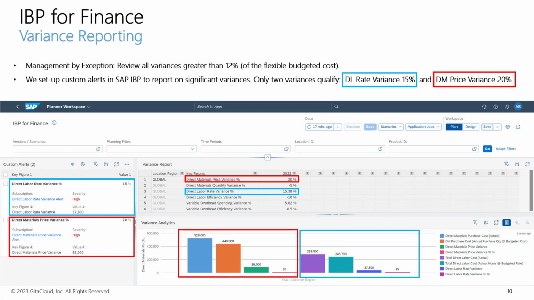Executives should define variance thresholds and help focus variance analysis efforts on understanding root causes behind significant variances. We define significant variance as a variance greater than 12% of the corresponding flexible budget value.